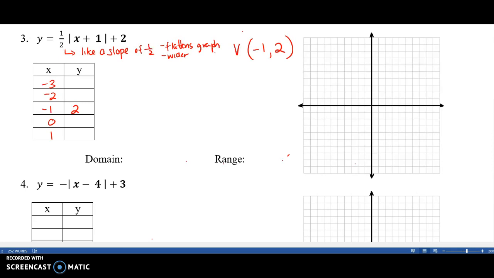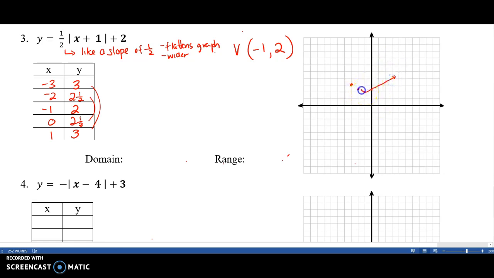Okay, so if we were to use the vertex negative 1, 2, and use the table of values as our x values, negative 3, negative 2, negative 1, 0, and 1. When you work things out, you should have gotten 3, 2.5, 2, and then another 2.5, and it's 3. Remember, these are symmetric, so it should work out that way. Okay. If we were to graph that, we get negative 3, 3, negative 2, 2.5, negative 1, 2, and then we have 0, 2.5, and 1, 3. Okay, so that kind of flattens out the graph.